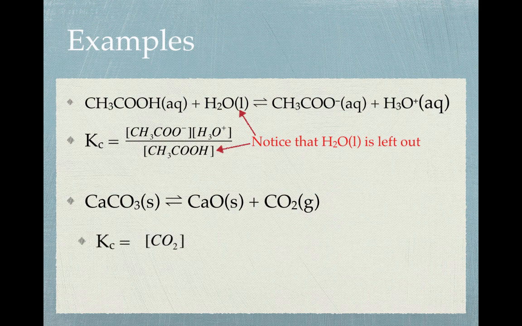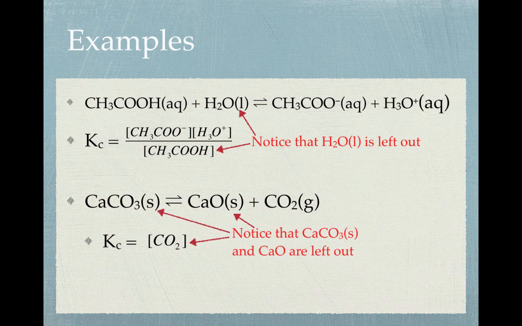Let's look at another one here. The decomposition of calcium carbonate solid: it decomposes into calcium oxide solid and carbon dioxide gas. Again, when we write the Kc here, it's just the concentration of CO2. We've left out the calcium carbonate and the calcium oxide because those are solids. That means their concentrations don't change and their values are already worked into the value for Kc.